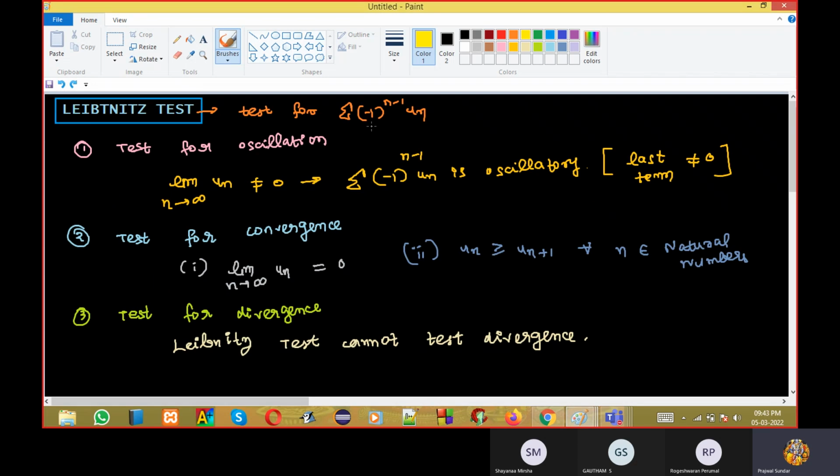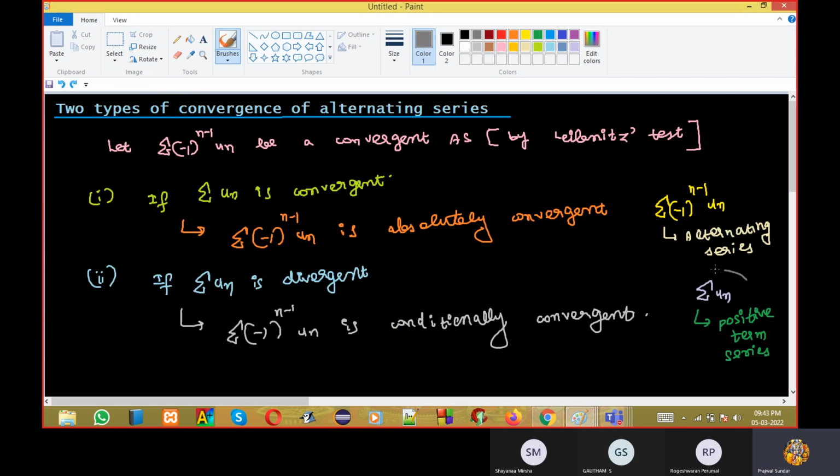Leibniz test, you cannot tell whether the alternating series is divergent. Don't get confused. We cannot test whether the alternating series is divergent. But u_n is a positive term series. This you can check for convergent or divergent, because last class I fully taught that only, how to check whether a positive term series is convergent or divergent. So this we can check. You understand? Is there any kind of confusion in this?